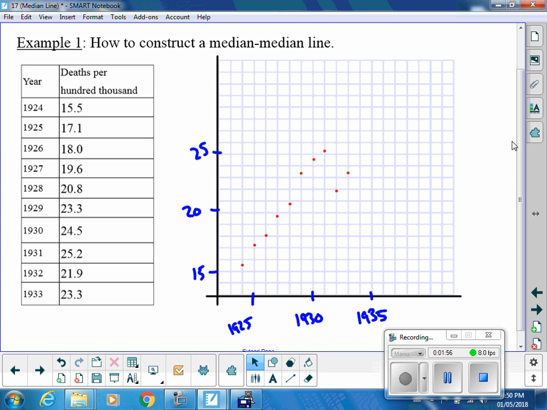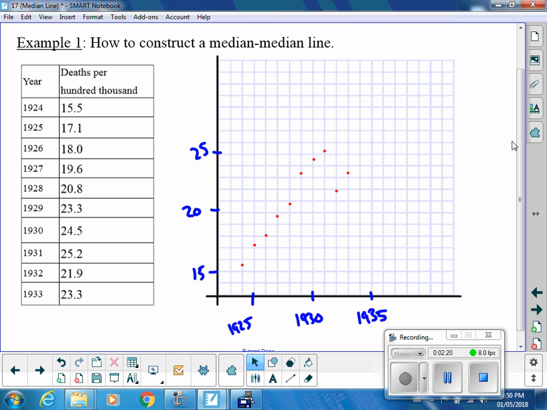So the question is, if I want to do a line of best fit, how do I do that? Some things you may have talked about in the past would be, try to make it balanced, go through as many points as possible, even amounts above and below the line. So we're going to go through a technique that makes that a little easier to do. This is a small data set, so it's not too bad.